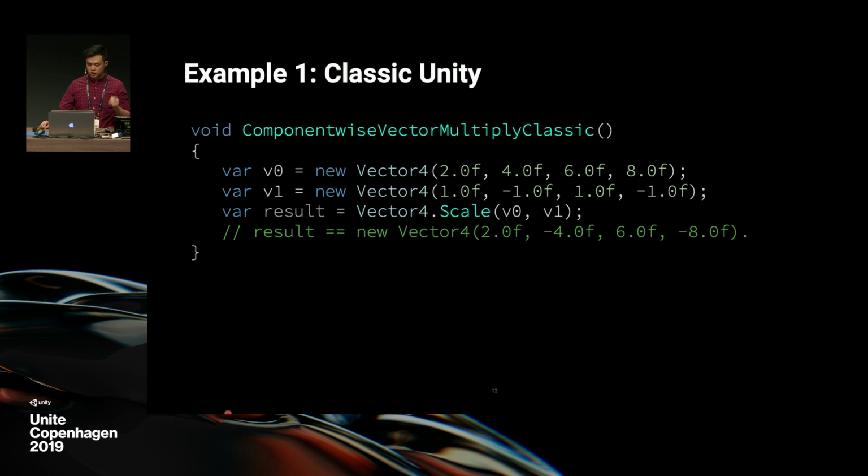In today's Unity, this is how that will work. You create 2 vectors, and the first vector is 2, 4, 6, and 8. The second vector is 1, -1, 1, -1. And then you call Vector4.Scale with these 2 vectors. That gives you the result of 2 times 1 equals 2, 4 times -1 equals -4, 6 times 1 equals 6, and so on. Okay? This is the component-wise vector multiplication.